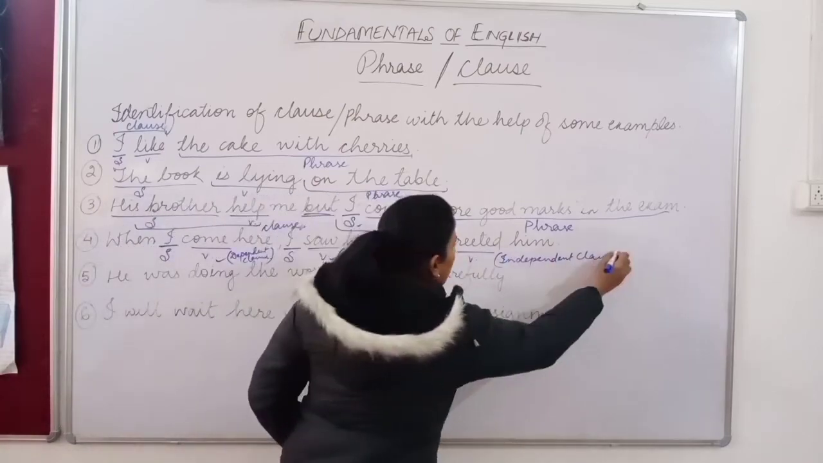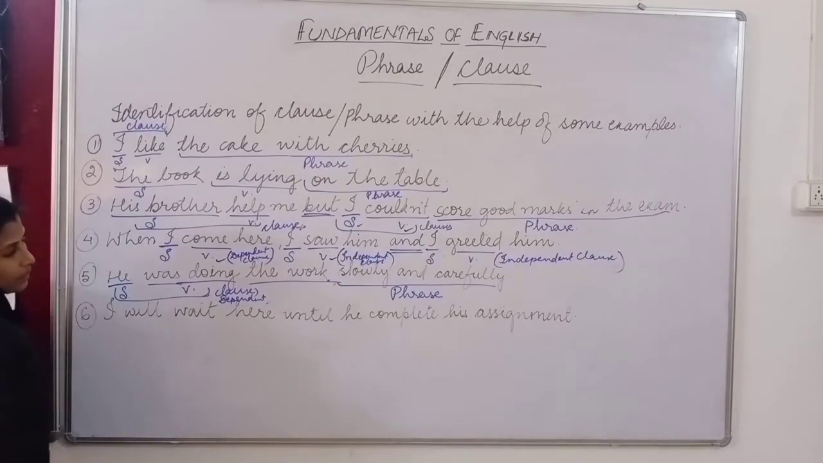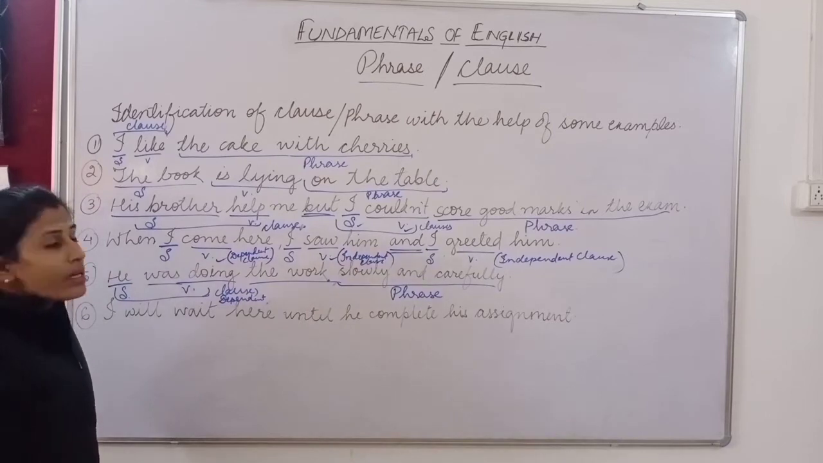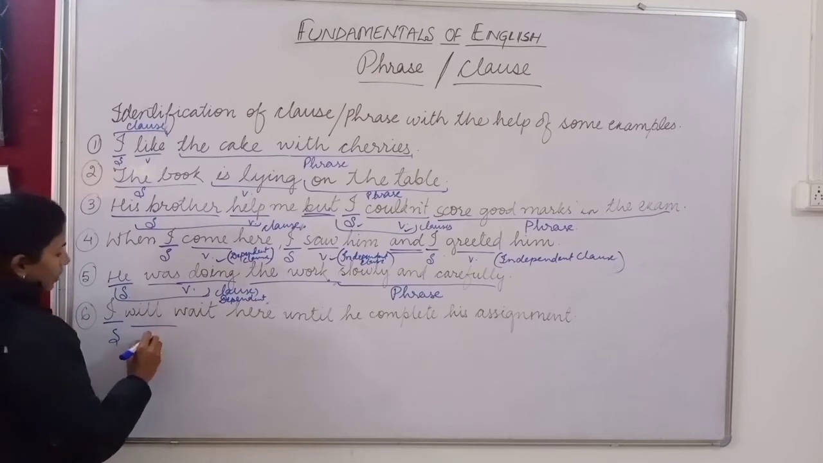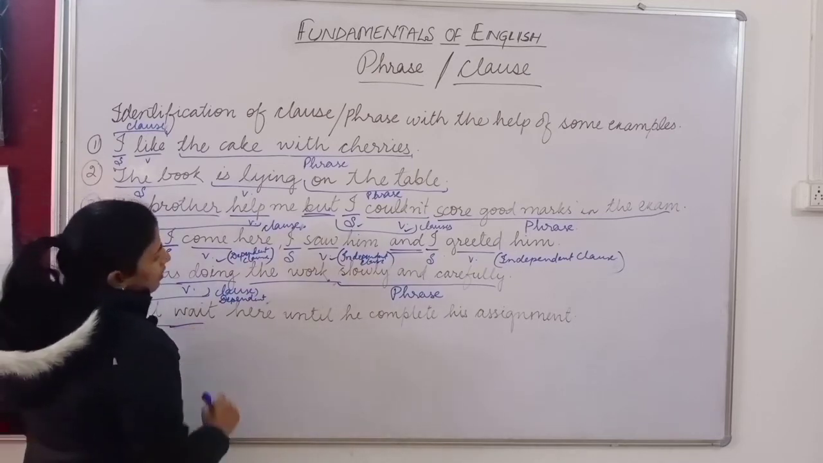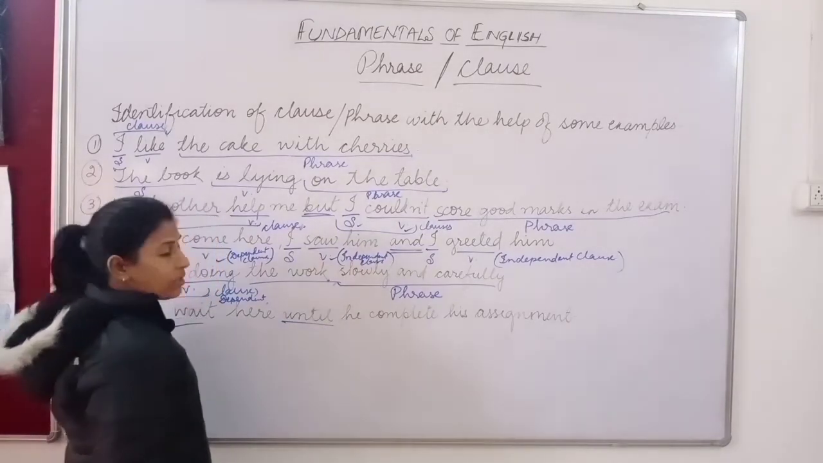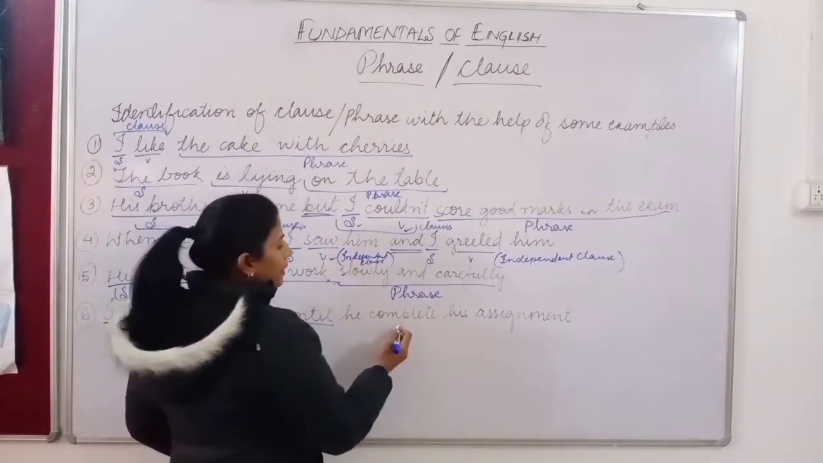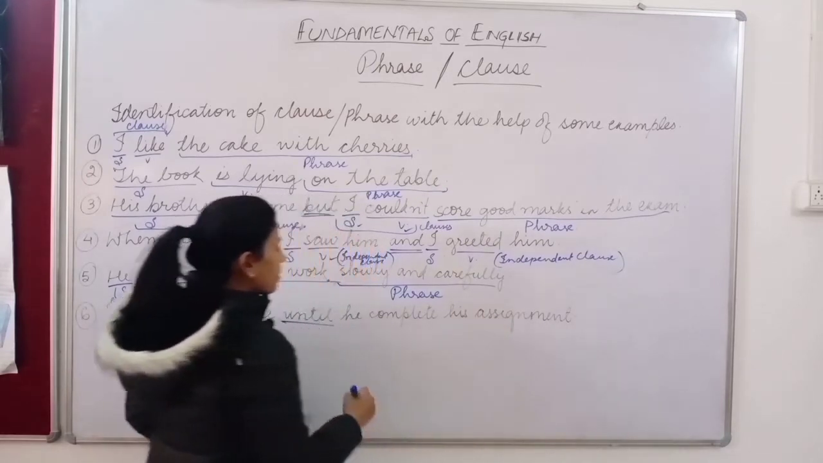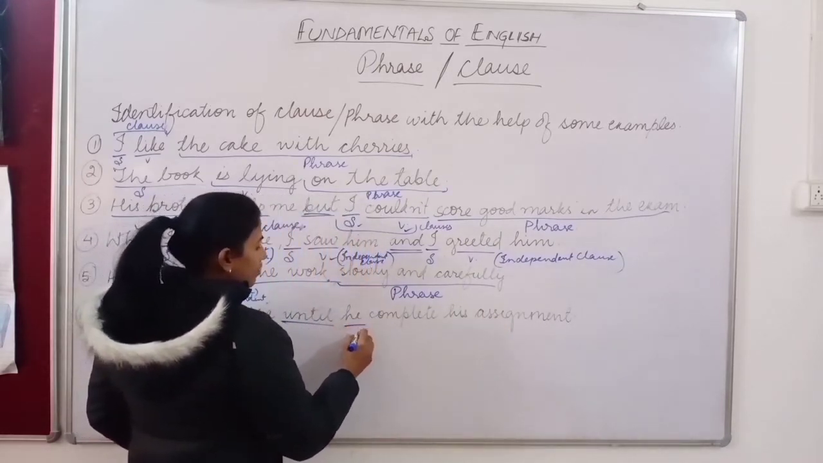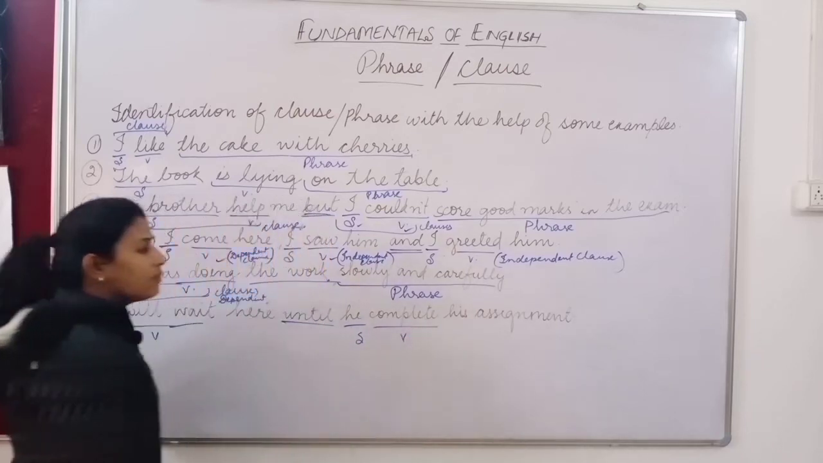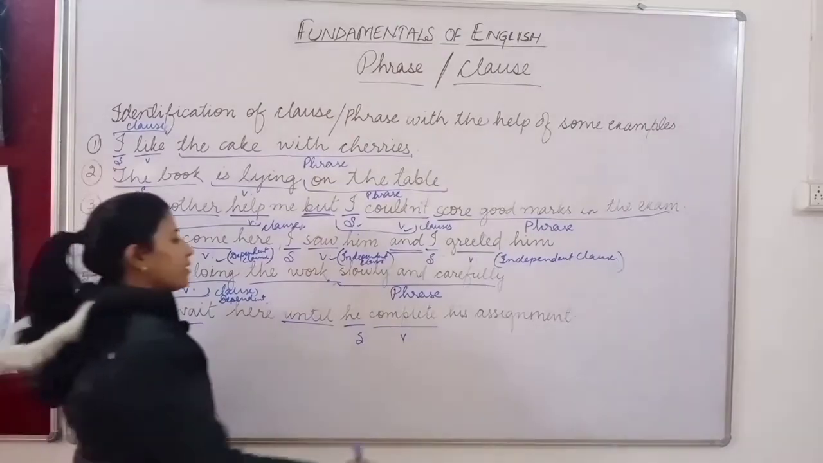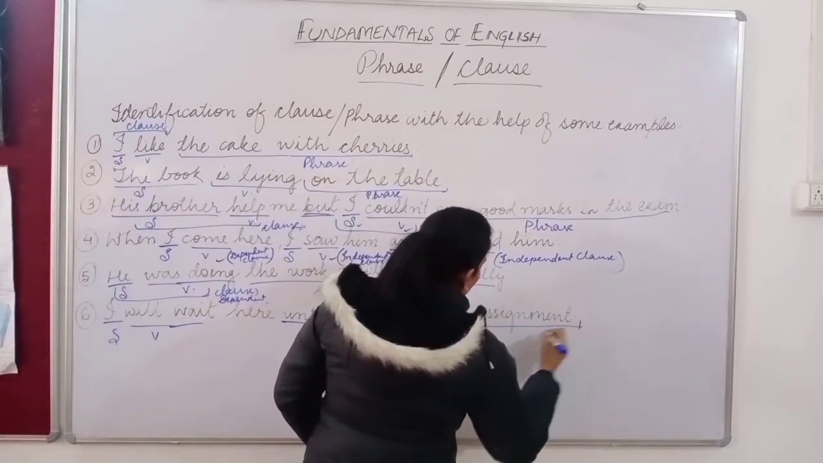Now come to the sentence: I will wait here until he completes his assignments. I is the subject, will wait is the verb. Until is your conjunction. He completes his assignment: he is also a subject and completes is the verb, with his assignment.